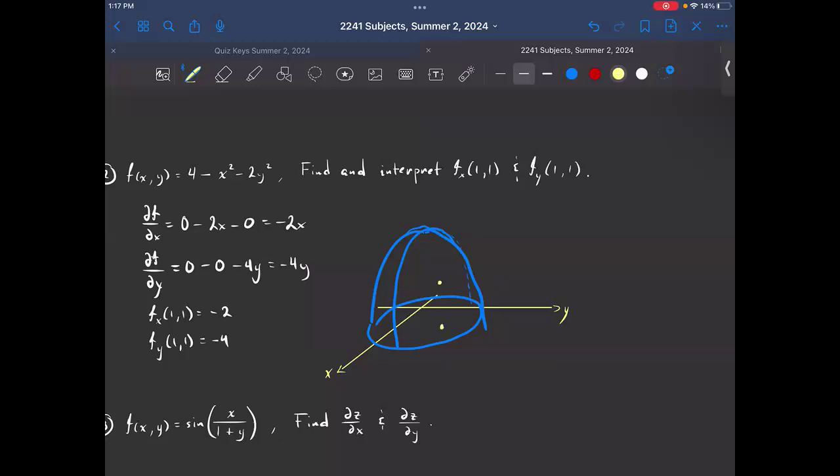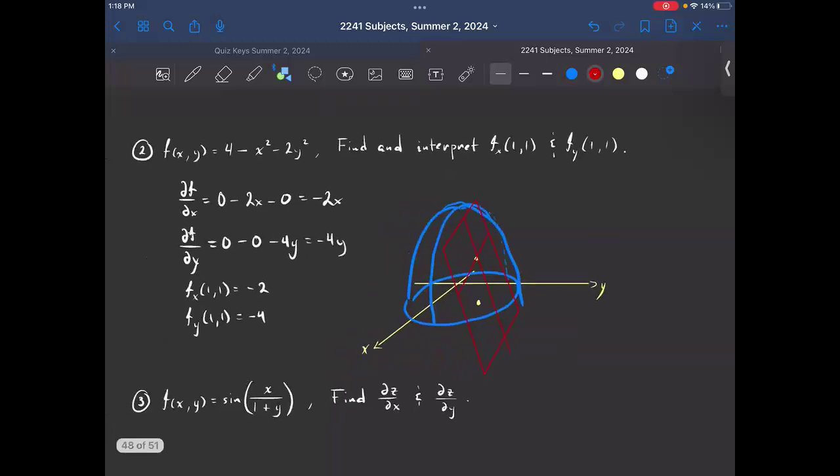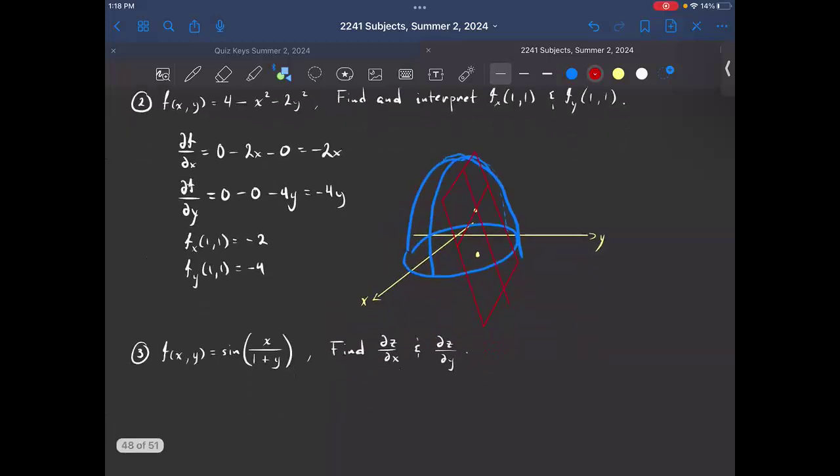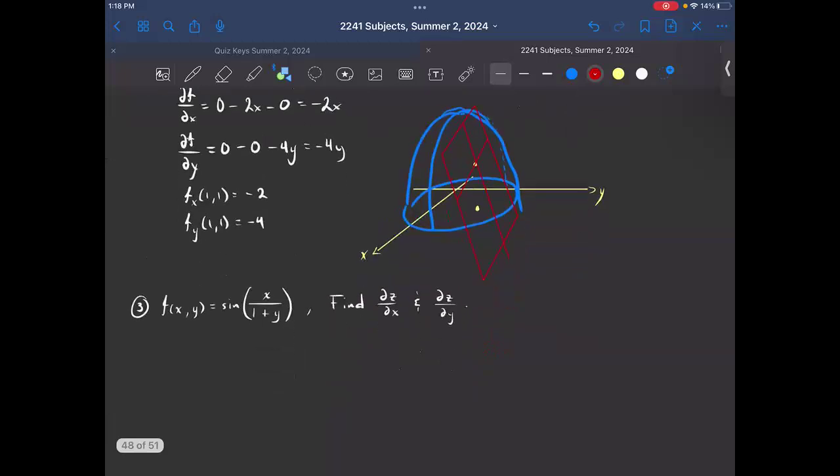And so if we draw a tangent plane at this point, it should have slopes in the x direction of -2 and in the y direction of -4, so pretty steep there. And then the tangent plane is going to look something like that. We just draw it briefly. Okay, so there's our derivatives of the elliptic paraboloid.